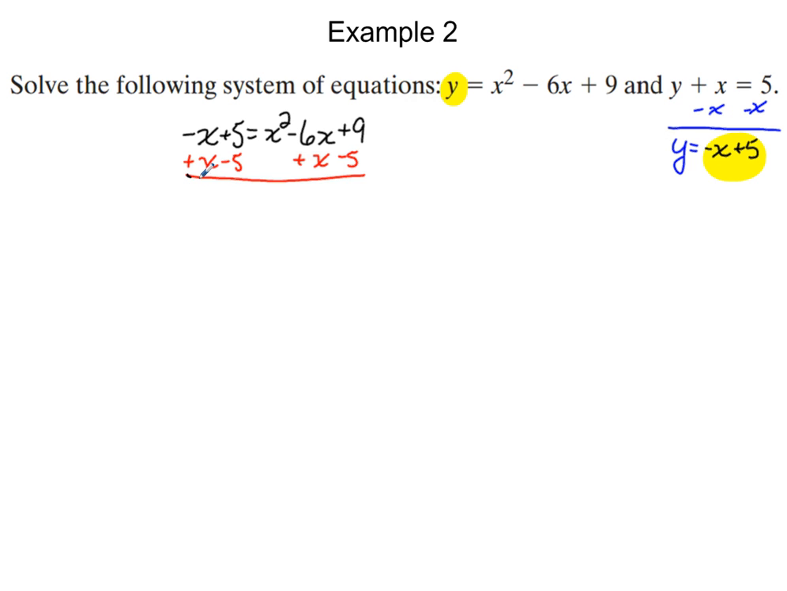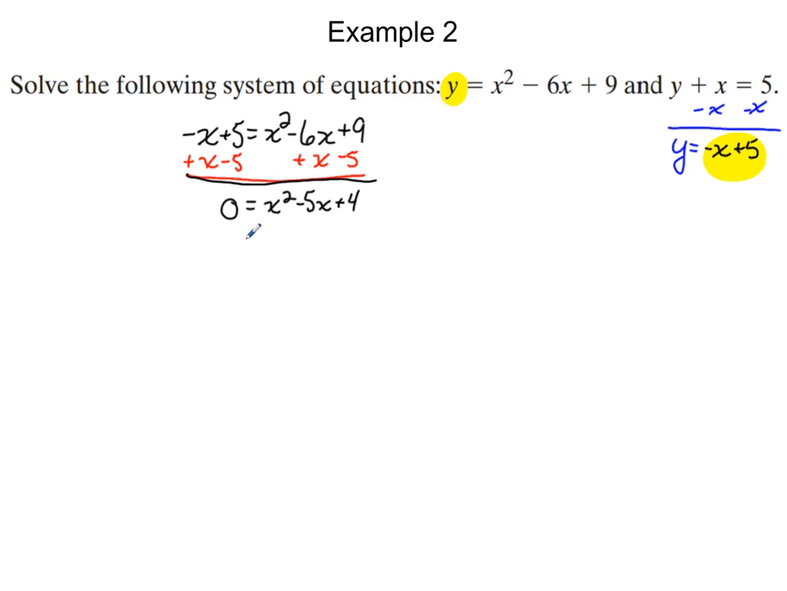Right, the point behind that was to get 0 on this side over here. So the negative x plus x gives me 0, 5 minus 5 gives me 0, so on that side all I have left is 0. On this side I get x squared, negative 6x plus x is negative 5x, 9 minus 5 is positive 4.